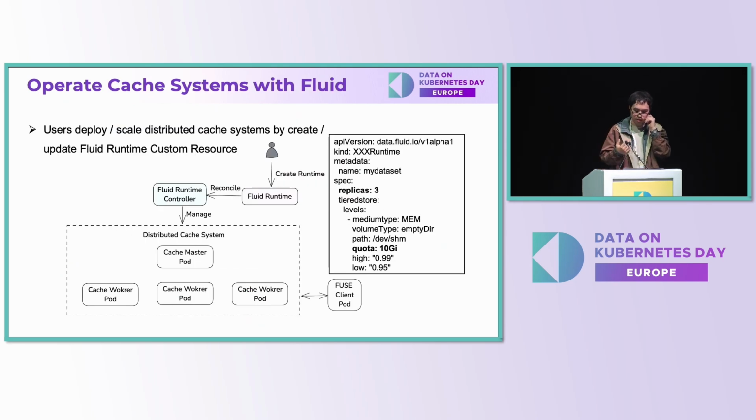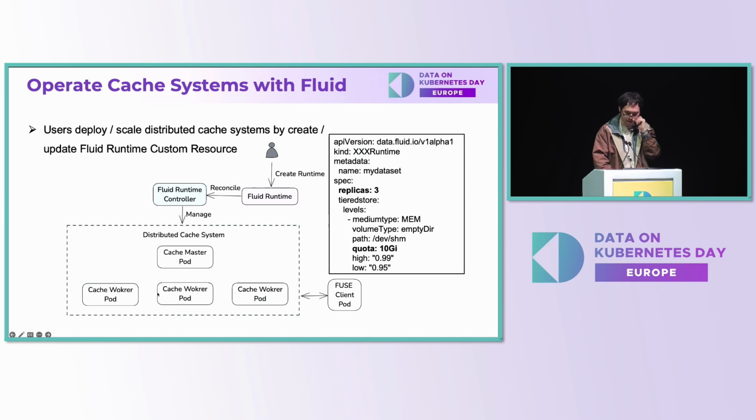Fluid is also designed to help people set up a distributed cache system in their Kubernetes environment. For example, you can submit a custom resource called Fluid runtime, like the one on the right part of the slide. And you can define how many cache workers you want, for example 3, and how much capacity for each cache worker. For example, here we define it as 10 gigabytes.